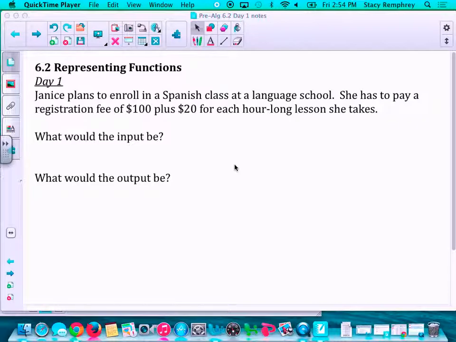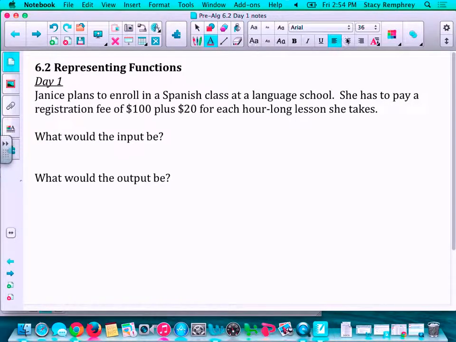For our first one, Janice plans to enroll in a Spanish class at a language school. She has to pay a registration fee of $100 plus $20 for each hour-long lesson she takes. So what would the input be? You would probably be figuring out how many hours she took it, so what you would put in is her number of hours.